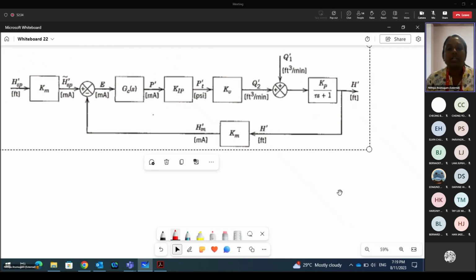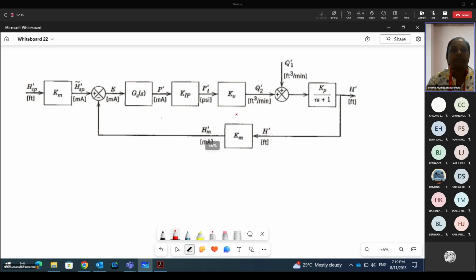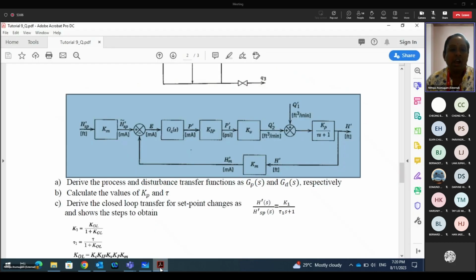This is our diagram. All right. If you notice, again, we have a transmitter. So the loop block diagram will start with the transmitter, controller, transducer, valve, and then the disturbance in Q1. And we have a feedback control in which the signal is sent to the transmitter. All right. So the question.